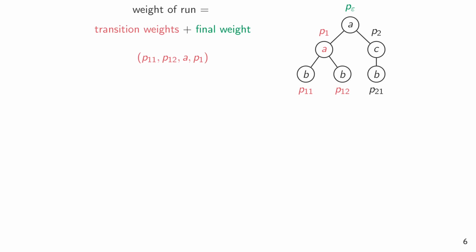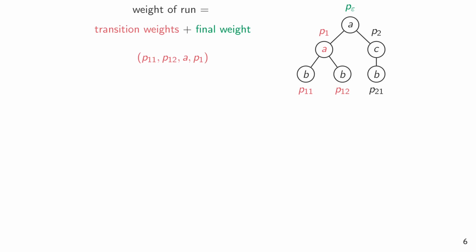So formally, such a transition is a tuple like this. A max plus automaton then assigns a weight to every such transition, and it assigns a final weight to every state. The weight of a run then is simply the sum of the weights of all the transitions in the run plus the final weight of the state at the root.